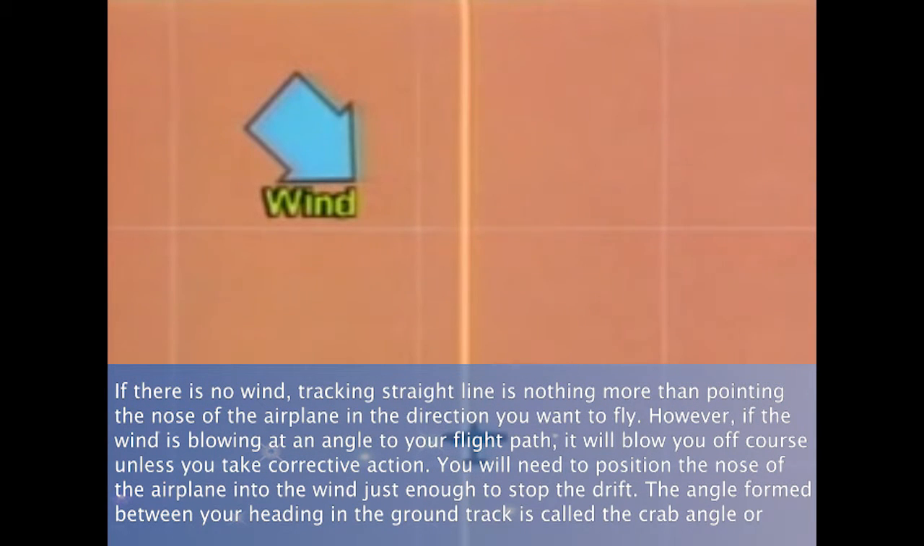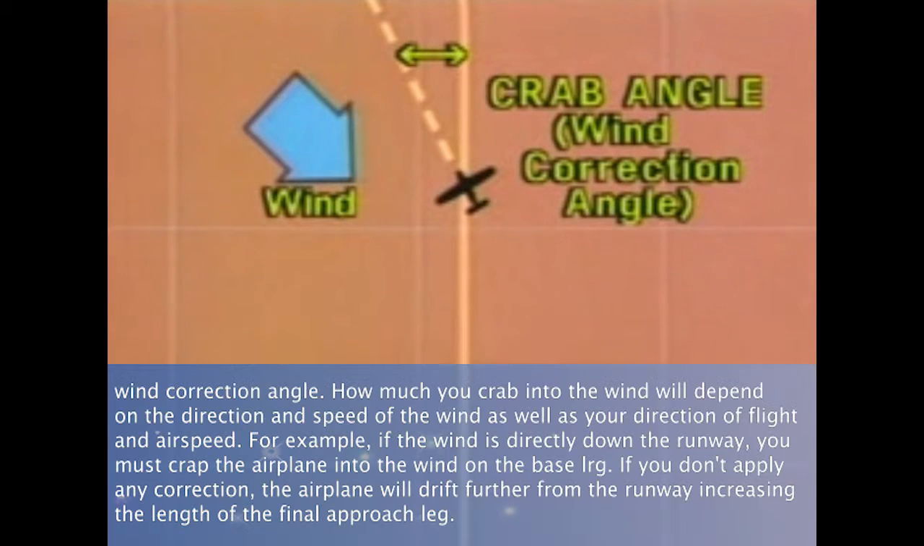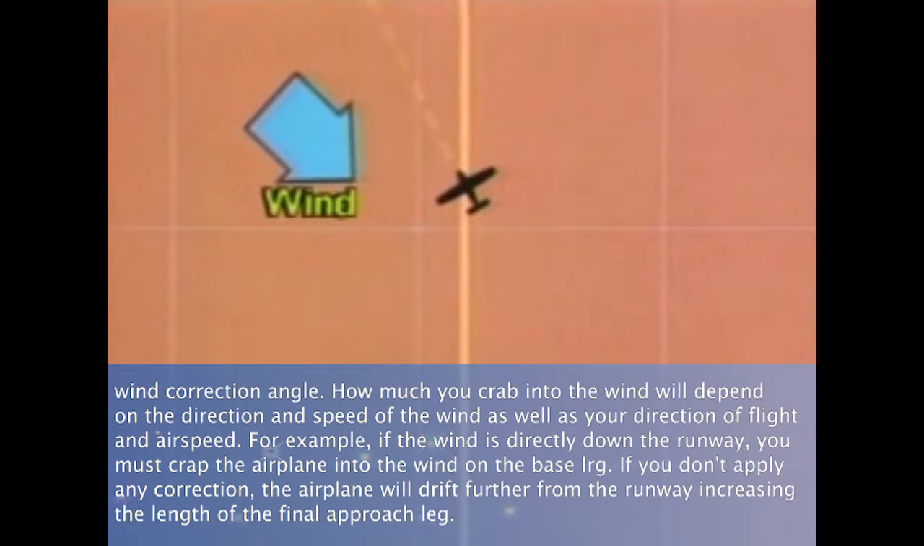However, if the wind is blowing at an angle to your flight path, it will blow you off course unless you take corrective action. You will need to position the nose of the airplane into the wind just enough to stop the drift. The angle formed between your heading and the ground track is called the crab angle, or wind correction angle. How much you crab into the wind will depend on the direction and speed of the wind, as well as your direction of flight and airspeed.